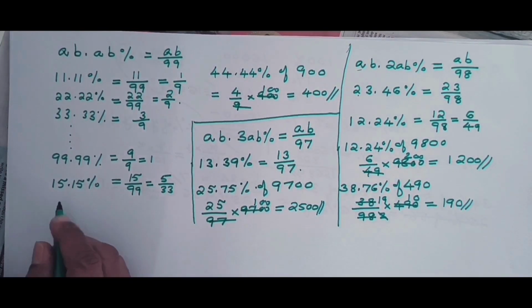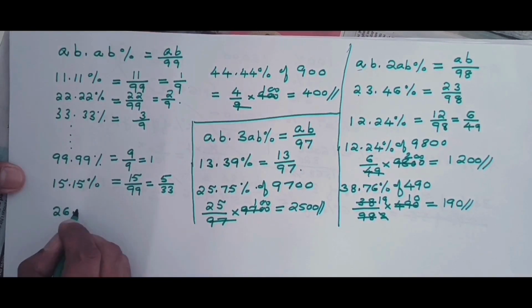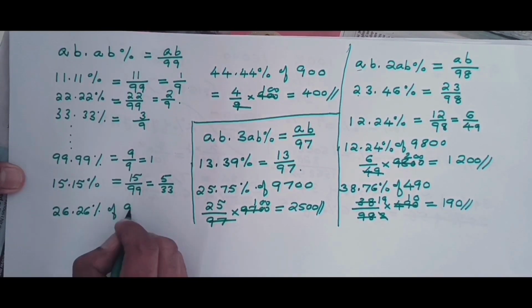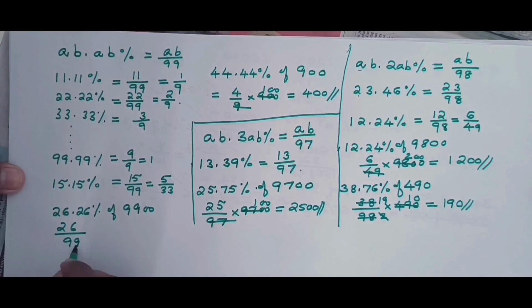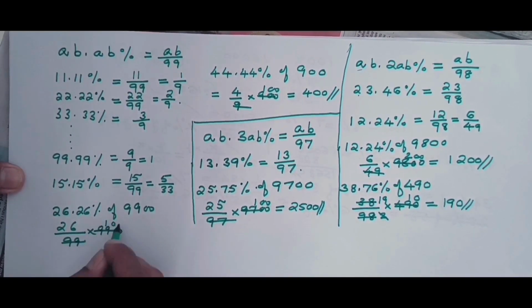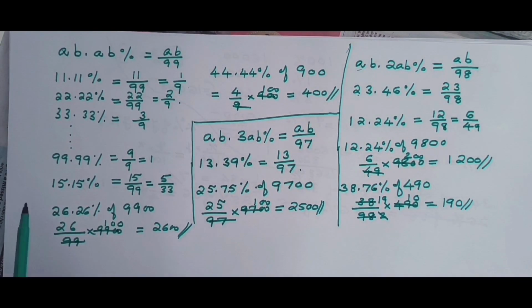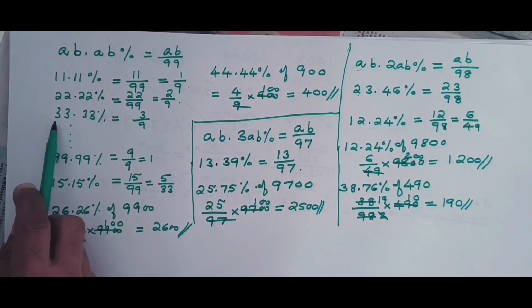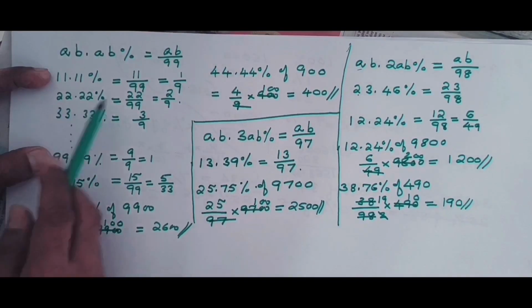Okay. So using that principle, if you find out something like 26.26% of 9,900, what do you do? This is 26 divided by 99 multiplied by 9,900. This goes 100 times and you get 2,600. The point I'm trying to make is you don't have to have the same digit repeated like I showed you.